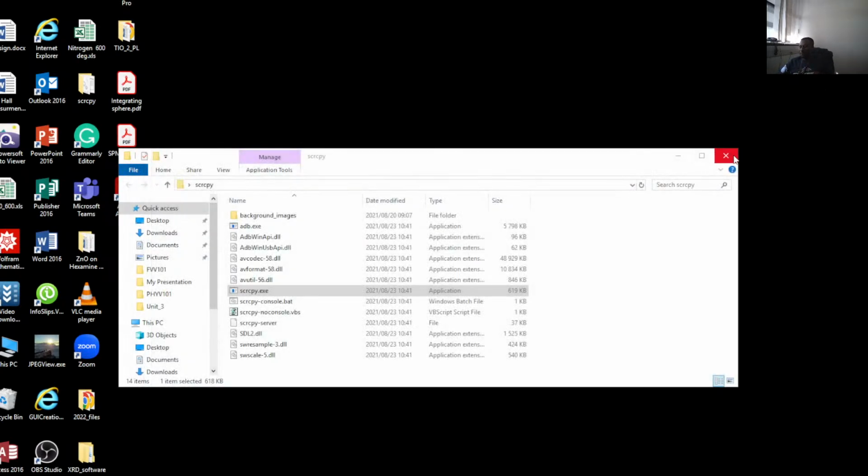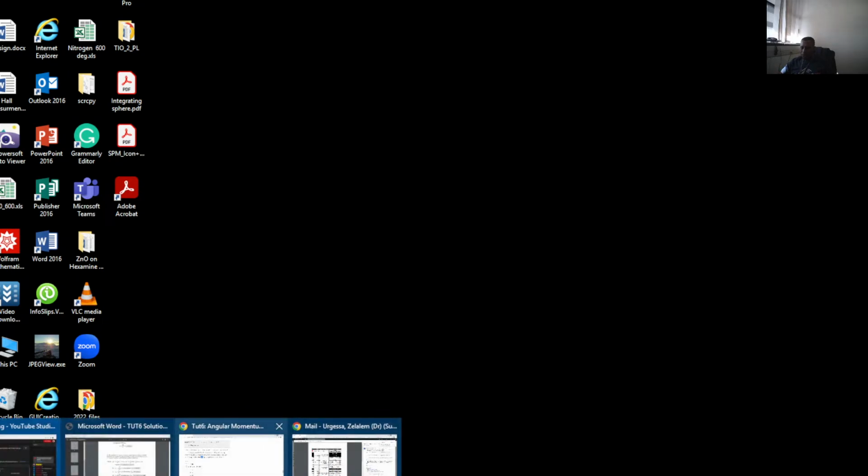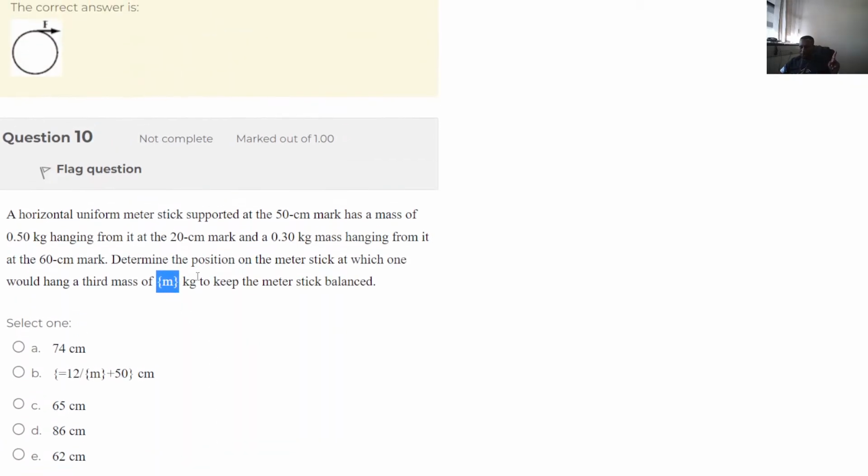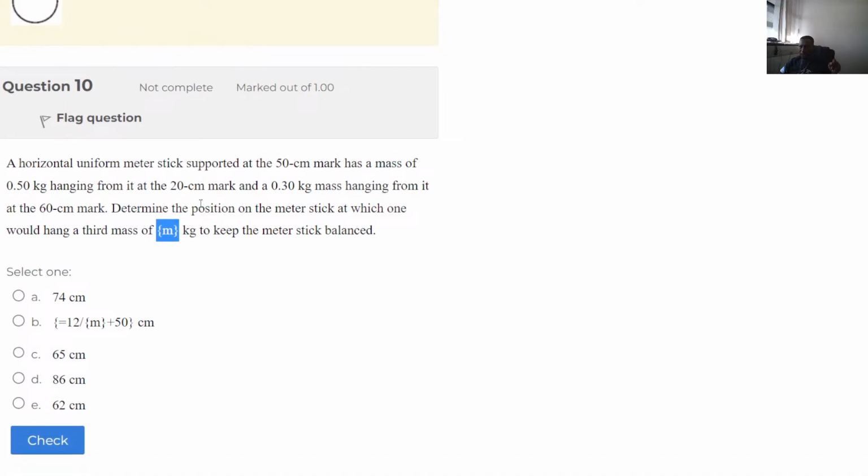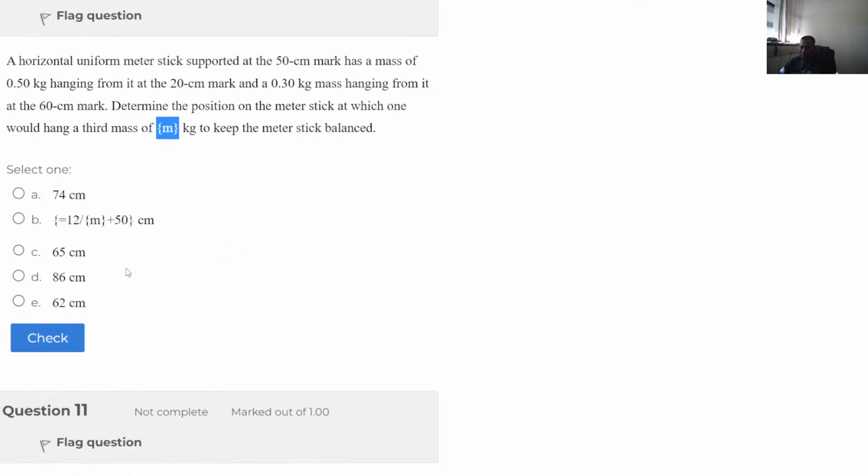Sorry about my cough, and I believe I'm getting tired. Guys, I will speak to Arnold also, and he has to edit this equation. I don't know which one is the correct answer. Let's just click on something, and the reality is M or X should be given. What else could I have done? Determine the position on the metric stick at which one would hang a third mass M kilogram to keep the metric stick balanced. No, the M must be given for sure. If I'm determining the position, M must be given. That's my final answer. Thank you.